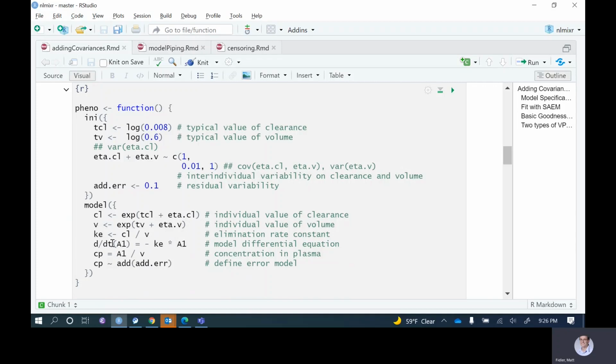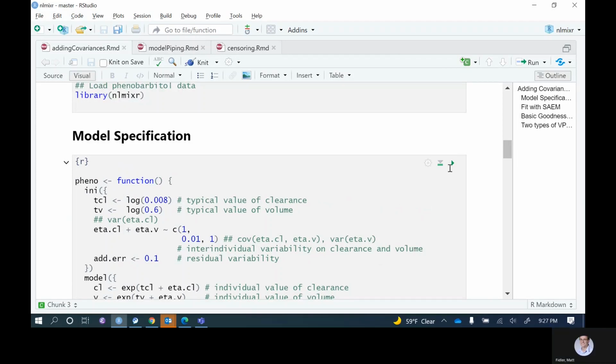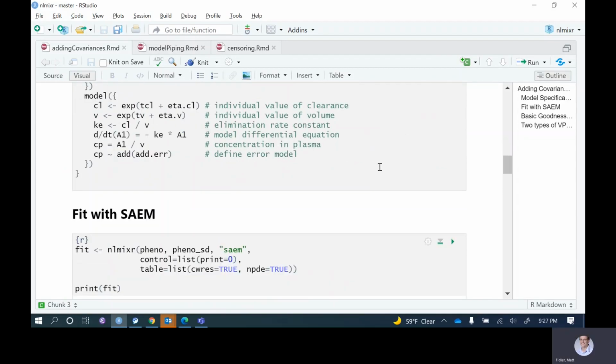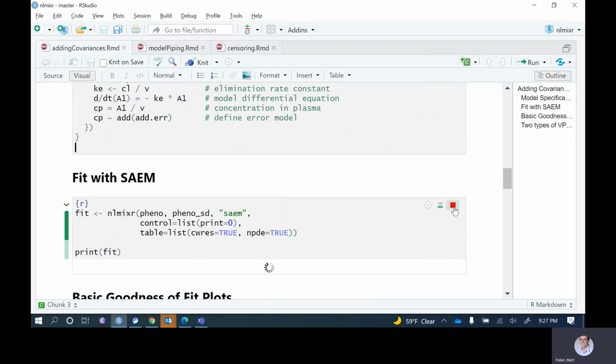And then we have our central compartment. In this case, we call it A1, which is something that people say amount in the compartment 1. We say that the elimination is KE times A1. And then our central compartment concentration in the plasma, or CP, is equal to our amount in compartment 1 divided by our volume. And this CP is going to be modeled by an additive expression. So we evaluate this model, then we fit it with SAEM.